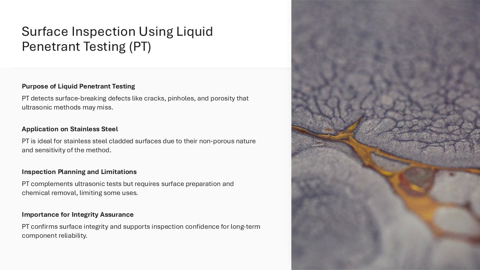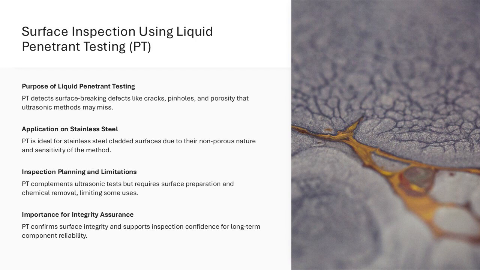Liquid penetrant testing, PT, also known as dye penetrant inspection, DPI, is an essential complementary method for stainless steel cladded components. PT is specifically designed to detect surface-breaking defects such as fatigue cracks, pinholes, and porosity that may not be detectable by ultrasonic methods. In cladded systems, surface defects can act as initiation points for corrosion or cracking, making their detection critical for long-term integrity.